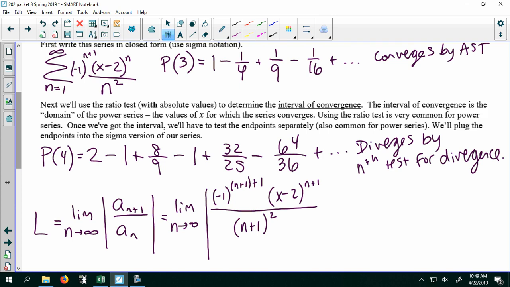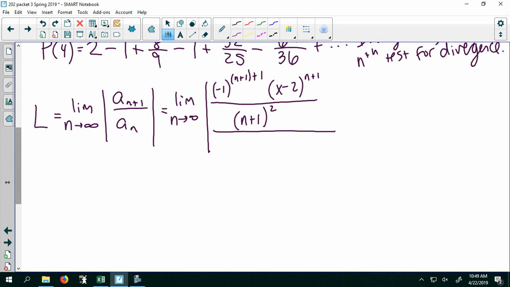Then you're going to divide by the nth term, which means just copy the exact closed form formula underneath. So divided by the nth term, which is (-1) to the n plus 1 times (x minus 2) to the n over n squared.